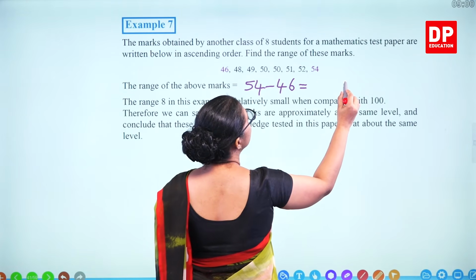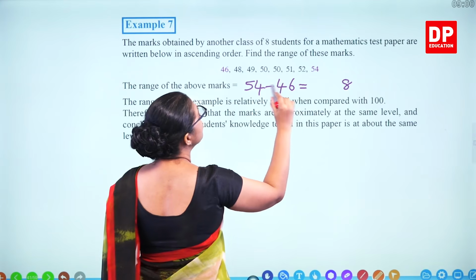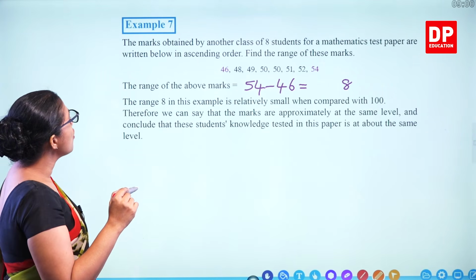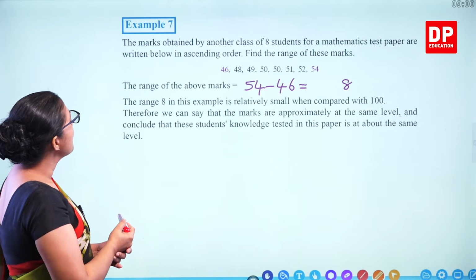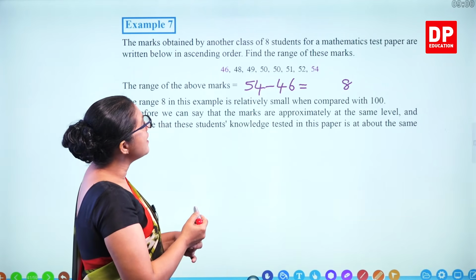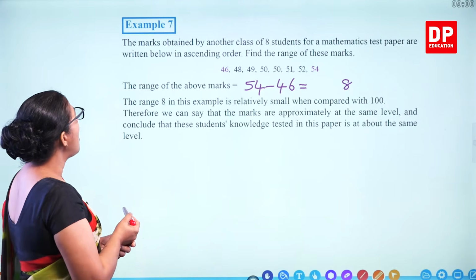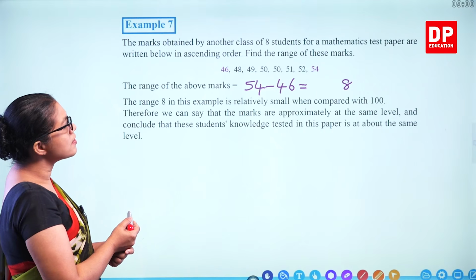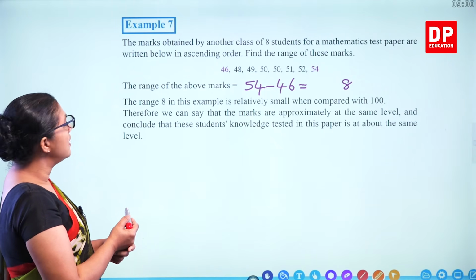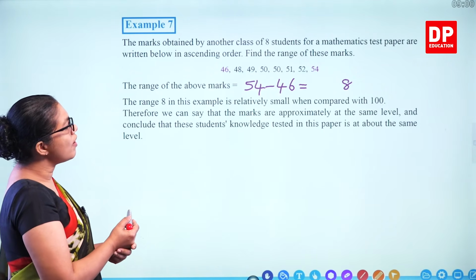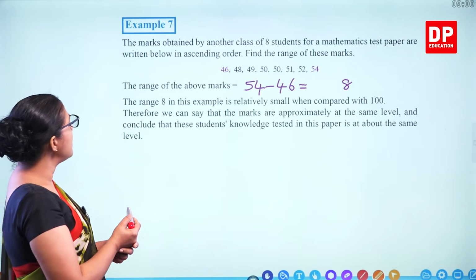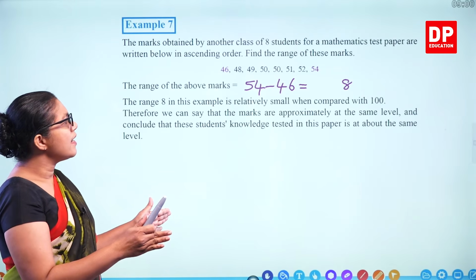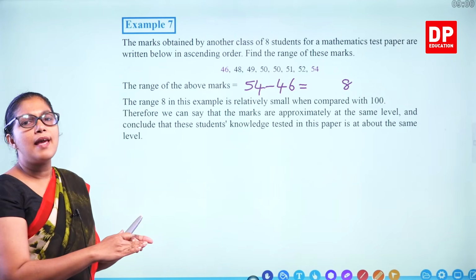So you get 8. 8 is the range of the above marks. The range of 8 in this example is relatively small when compared with 100. Therefore, we can say that the marks are approximately at the same level and conclude that the students' knowledge tested in this paper is at about the same level. So the range is not high, so students are at the same level.